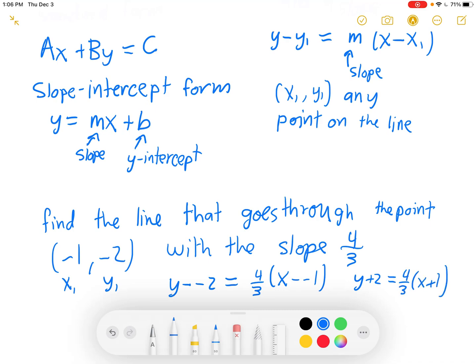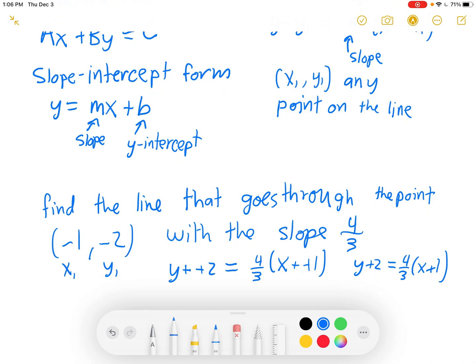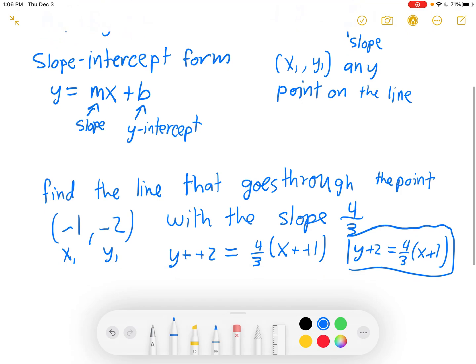which is y + 2 = 4/3 (x + 1). I just turned the subtracting of a negative into positives. And then that's it. That is the equation of the line. If you wanted to make this equal to slope-intercept form, you could simply solve for y.